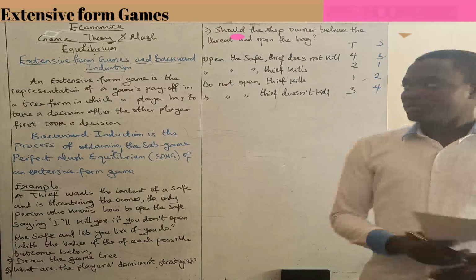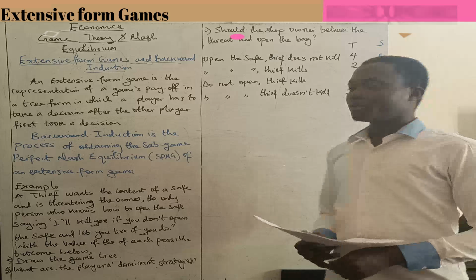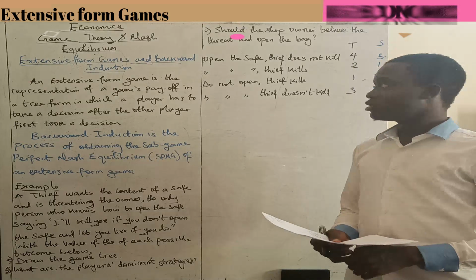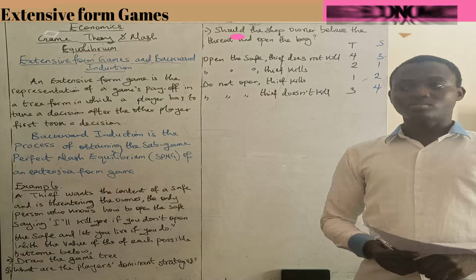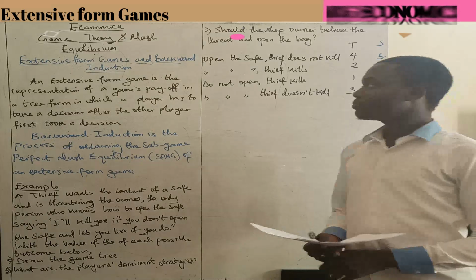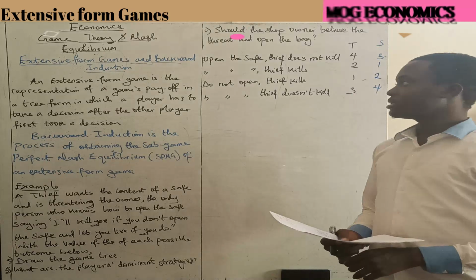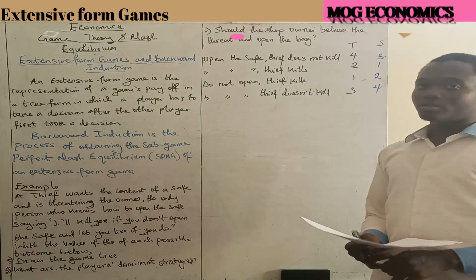So, we've been talking about game theory in the last three classes. This is going to be our last class on this particular series for game theory. Today we'll be talking about a subtopic which is extensive form games and backward induction.